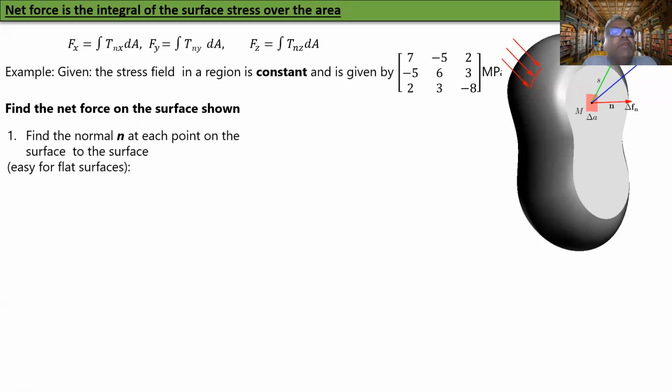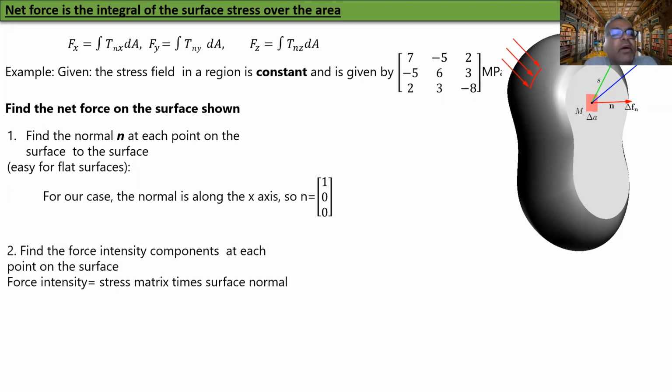Find the normal at each point on the surface. Now this turns out to be very painful if the surface is curved, but if it is flat, then all the points on the surface have the same normal. The normal is along the x-axis. So n is (1, 0, 0).